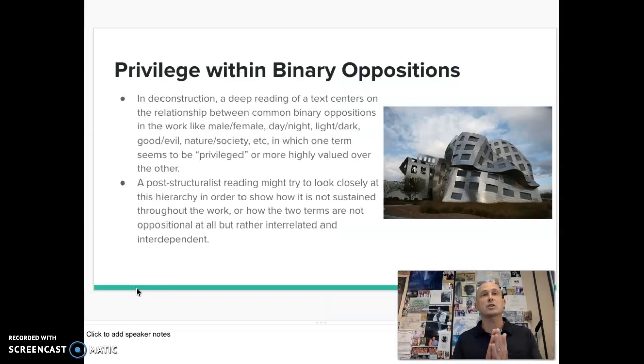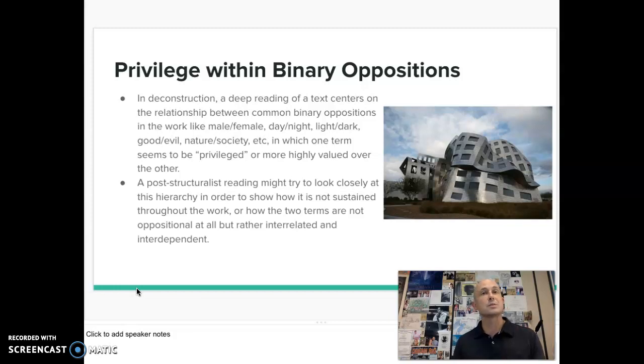So, okay, in deconstruction, which is a subset of postmodern literary theory, a deep reading of a text centers on the relationship between common binary oppositions, and then again, male, female, day, night, light, dark, good, evil. And again, one is privileged over the other. Sometimes a reading is going to be affirming all of that. Sometimes it's going to try to challenge that. So sometimes an author is going to be trying to reveal the inherent weaknesses within that privileged binary. And that's where you'll see them really focusing a lot of their energy.